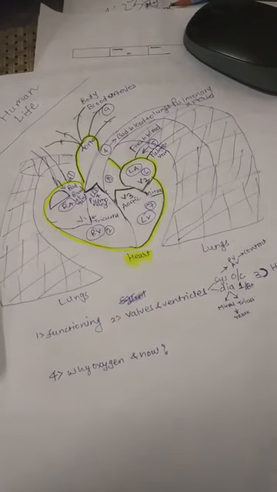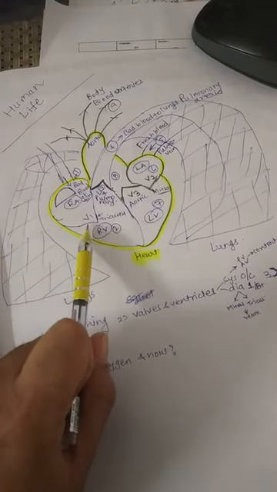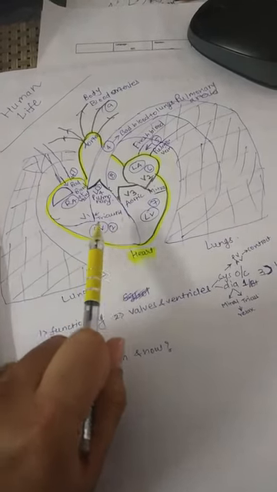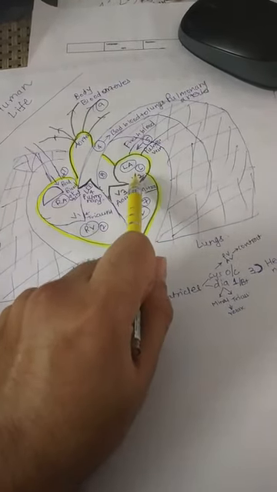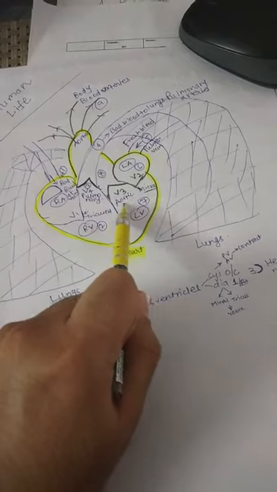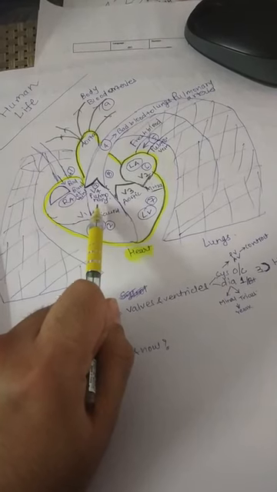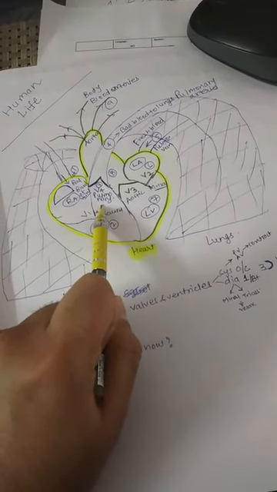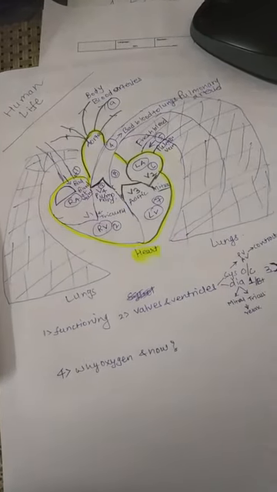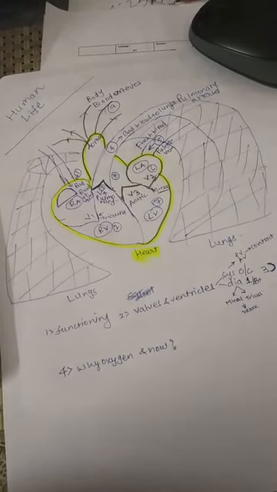Point number 2, valves and ventricles. The valve between the right atrium and ventricle is known as the tricuspid valve. The valve between the left atrium and left ventricle is known as the mitral valve. The valve which pushes the good blood is known as the aortic valve, and the valve which pushes the bad blood is known as the pulmonary valve. All these valves are unidirectional. It means they can open in only one direction. No backflow is allowed.